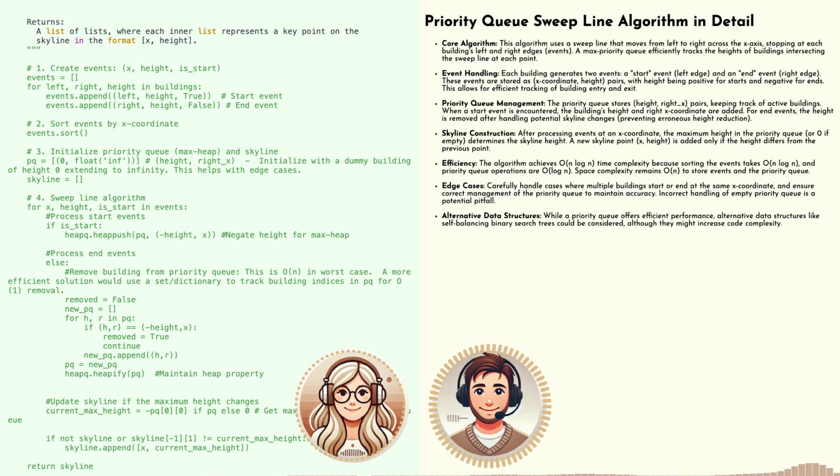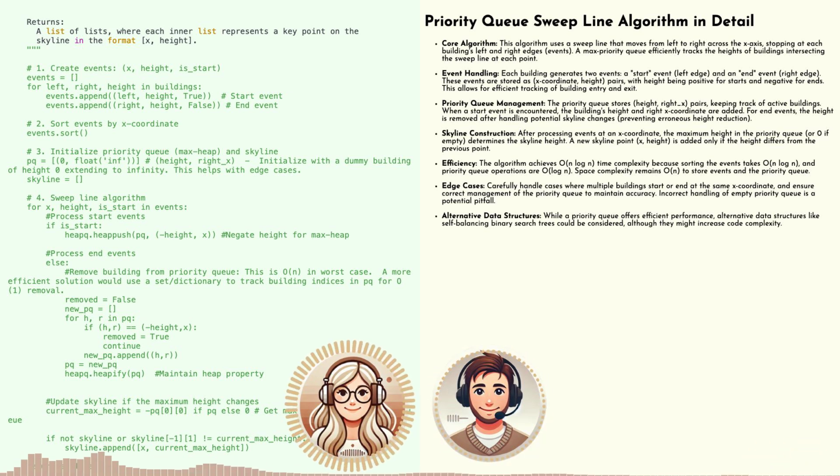So at each x coordinate, we check the top of the priority queue, and that's our skyline height, right? Mhm. But we only add it to our output if the height has actually changed from the previous point, right? We don't need all those extra points. Absolutely. No need to add any redundant points for all those horizontal sections. And the best part, this priority queue method brings our time complexity down to O of n log n, thanks to the sorting and those efficient priority queue operations. Wow. That is a huge improvement over brute force.